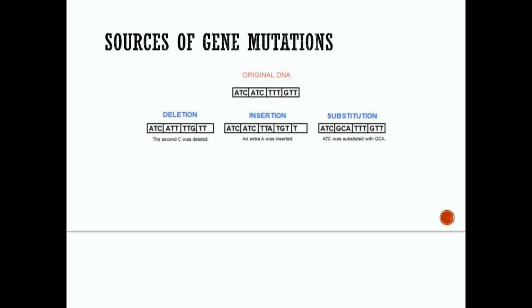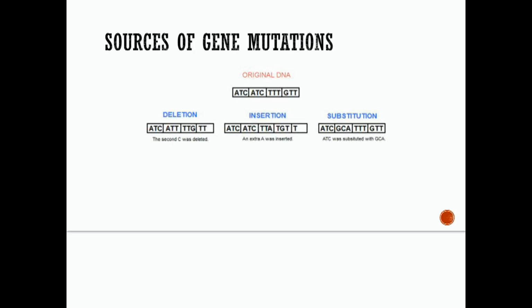If we look at these pictures, here's the original DNA, and there are three different examples here: deletion, insertion, and substitution. Each one you can compare to the original DNA strand. Let's look at the deletion one first. It says the second C was deleted. If we look at our original DNA, here's the second C right here. If we go to the deletion, it has ATC, that's still correct. Then ATT, so the second C was deleted, and it just moved this T over.